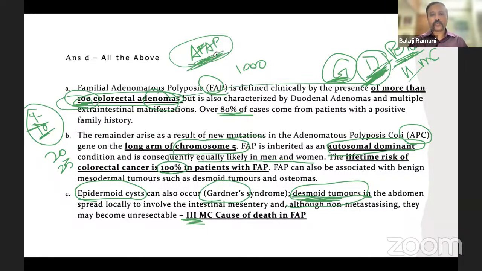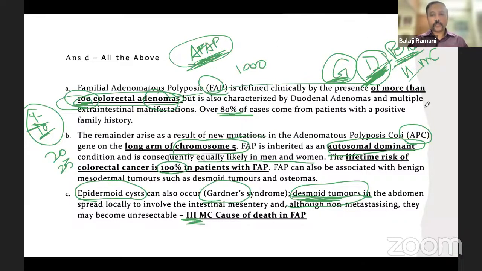So attenuated FAP is one area where you will have less than 100 colorectal adenomas, and these patients generally do not always need to undergo a prophylactic colectomy. We can wait and watch depending on the extent of the disease. And the rectum can definitely be spared in these patients if they have an attenuated FAP.